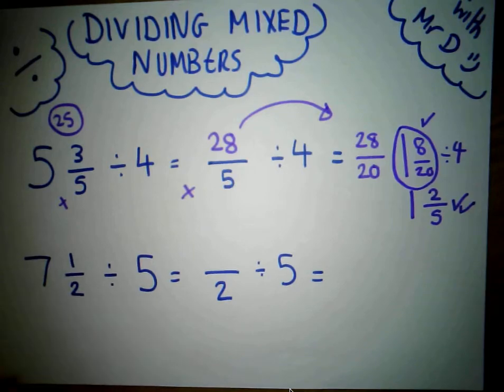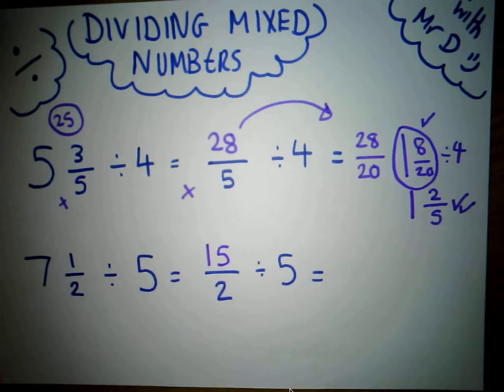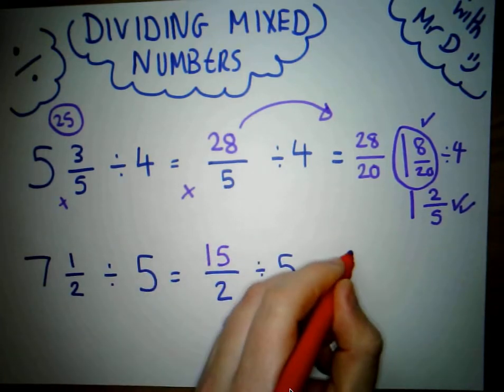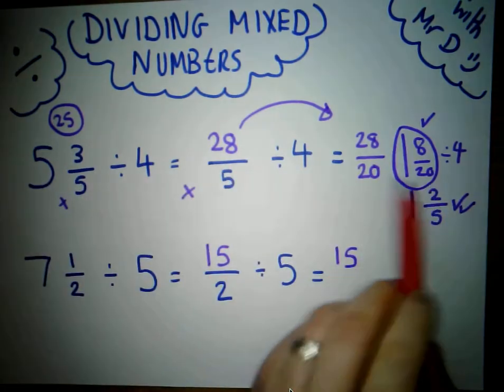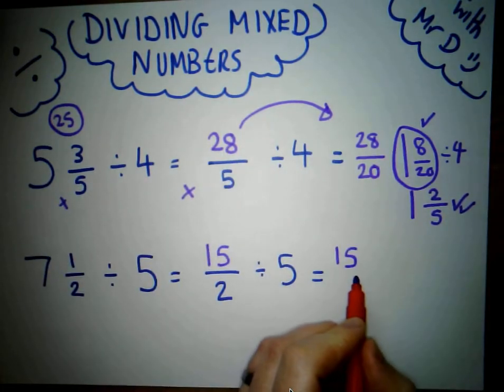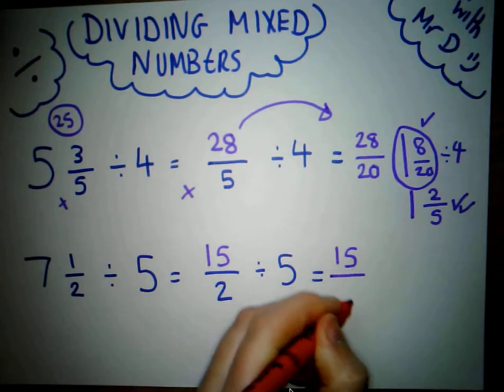7 and a half divided by 5. So we're going to do what we did before. We're going to times this whole number here by the denominator. So 7 times 2 is 14. Add the 1 on is 15. Okay, we're then going to transfer our 15 over, because we don't do anything with that. You've seen the pattern happening as we go across. And we're going to pop it here. Then we're going to times our denominator. So 2 times 5 is 10.